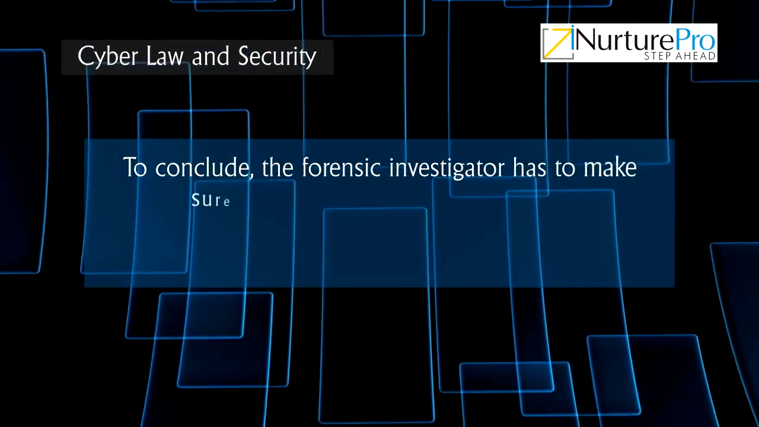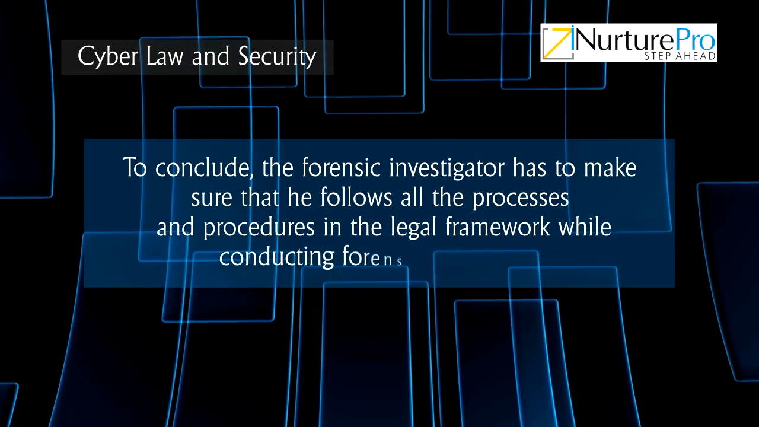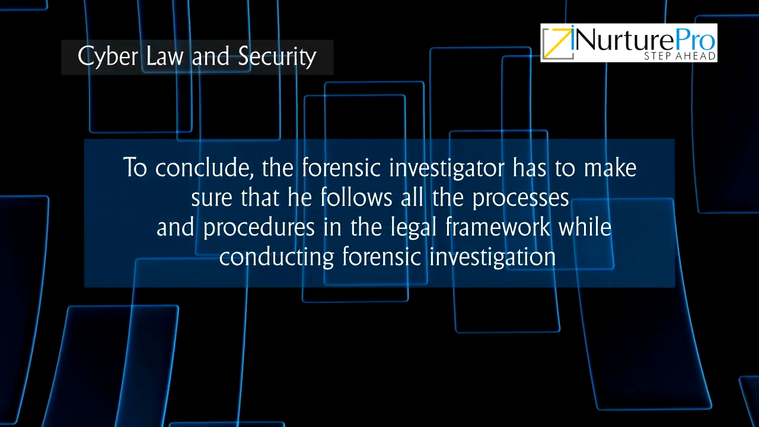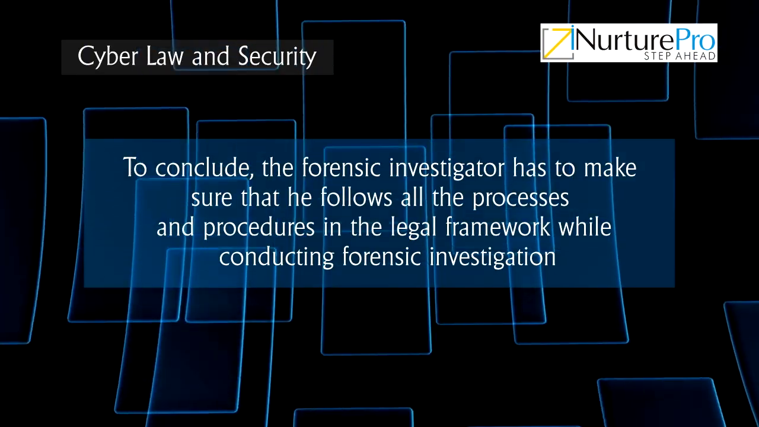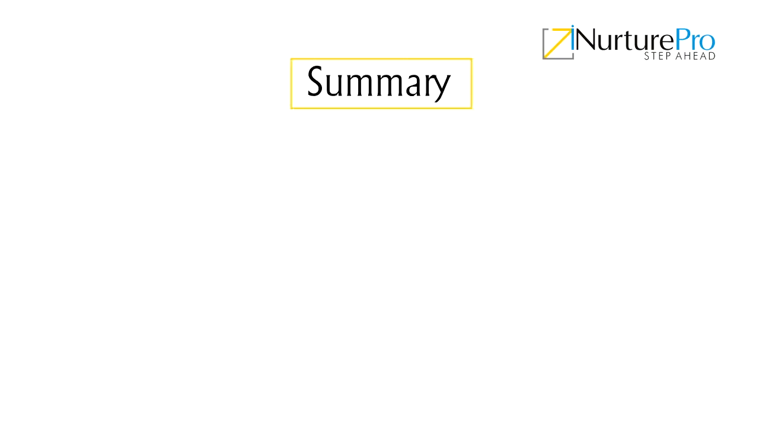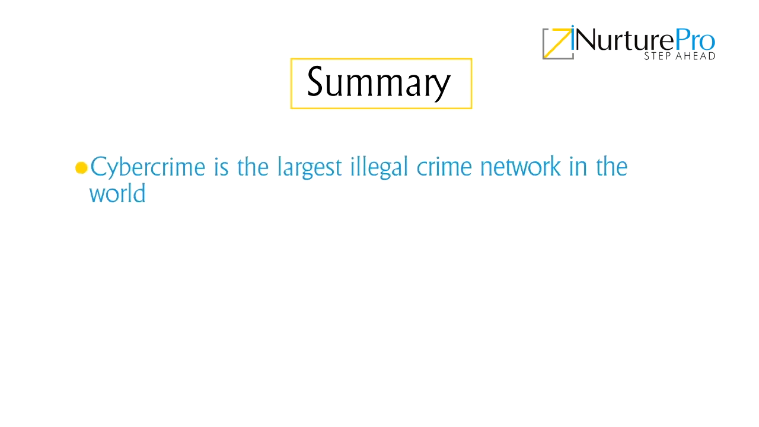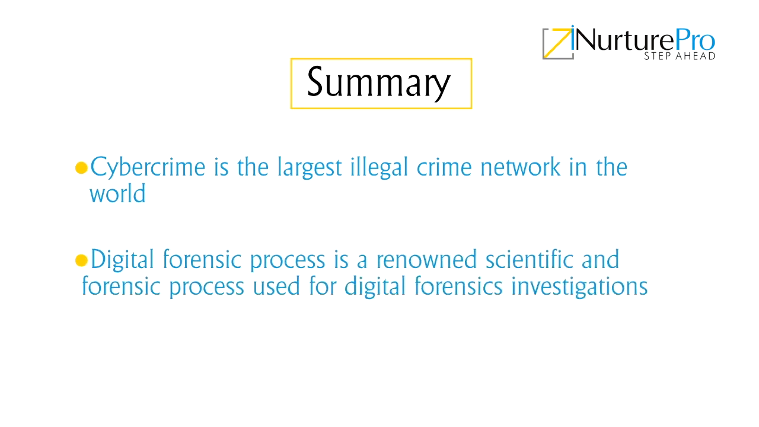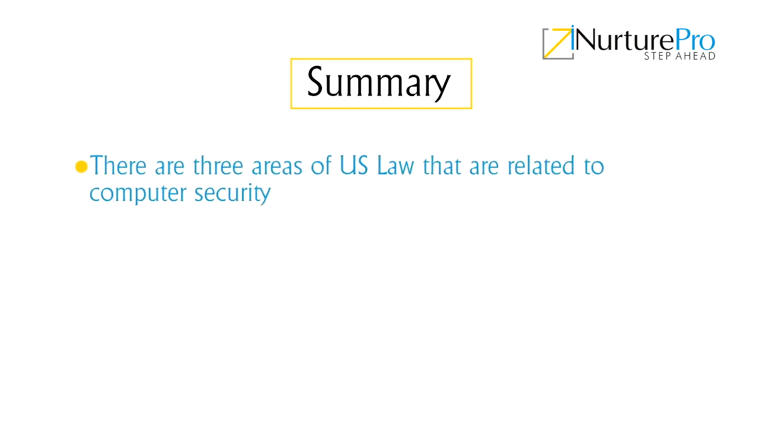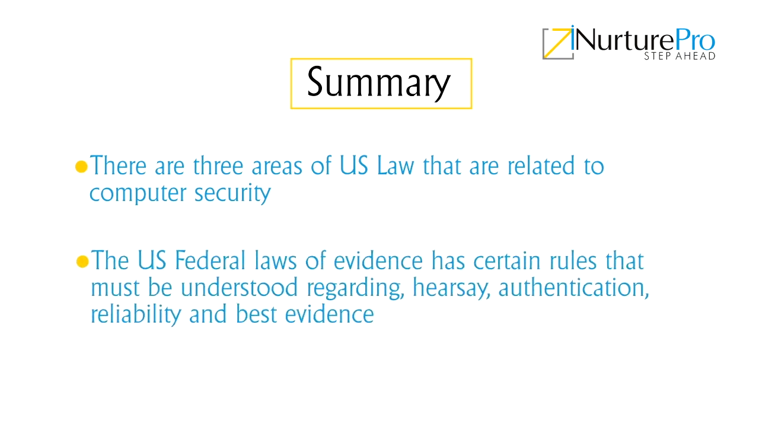To conclude, the forensic investigator has to make sure that he follows the process and procedure in the legal framework while conducting forensic investigation. Let us have a quick recap of what we have discussed. In this video, we learned that cybercrime is the largest illegal crime network in the world. Digital forensic process is a renowned scientific and forensic process used for digital forensic investigations. There are 3 areas of US law that are related to computer security. The US federal law of evidence has certain rules that must be understood regarding hearsay, authentication, reliability, and the best evidence.